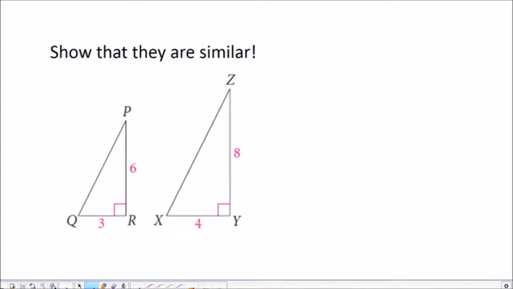The suggestion here is pause your video, draw the picture, see if you can determine is it angle, angle, side, or side, side, side, and try to show the necessary work in order to get full credit. Okay, when you're ready, here we go.